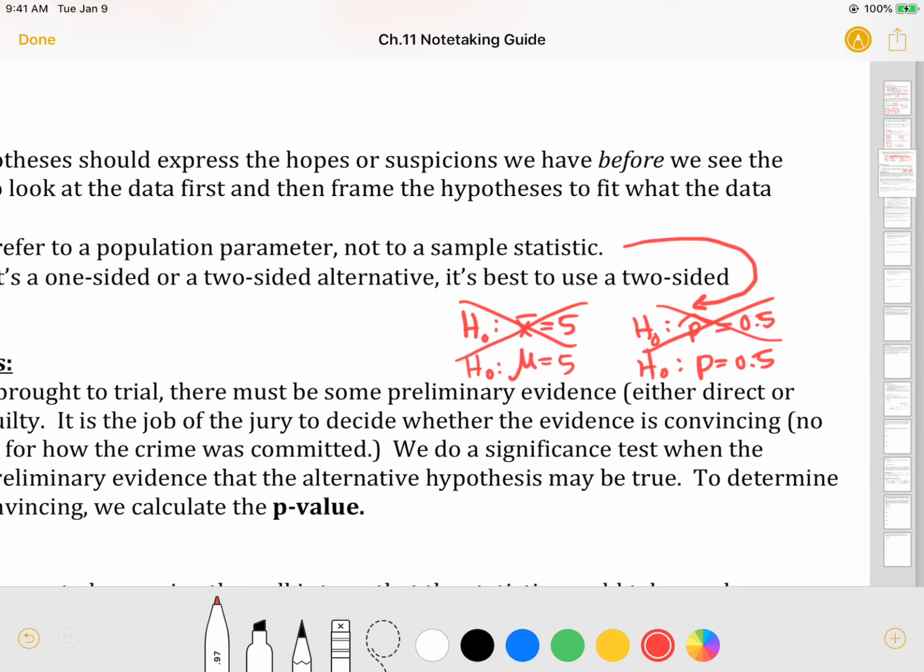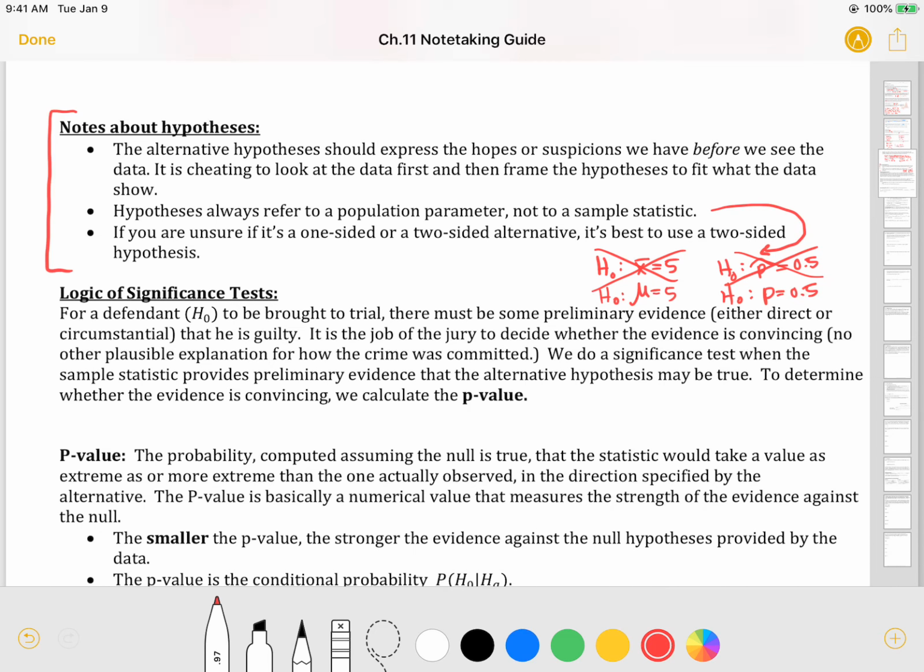And then the last bit here kind of references this last example. If you are unsure if it's one-sided or two-sided, it's best to use a two-sided. That's because it's going to give you a larger p-value, and we're going to get into the nitty-gritty of all these details a little bit later on. But if we have a larger p-value, we're less likely to reject when we shouldn't be rejecting. So it's better to err on the safe side, and if you're confused, do a two-sided hypothesis.